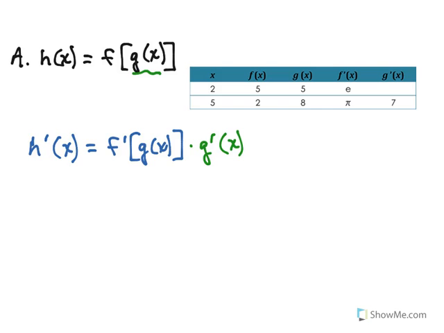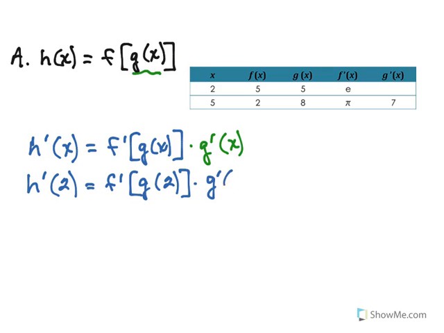Now remember we specifically wanted h prime of 2 to be found. Alright, so let's just make this easy. Fill in our 2's for our x's. And then we should be able to use the table of values to finish this off. Alright, so let's start with this inside right here. G of 2. So if you take a look at the table, G of 2 is 5. So that means we have f prime of 5.